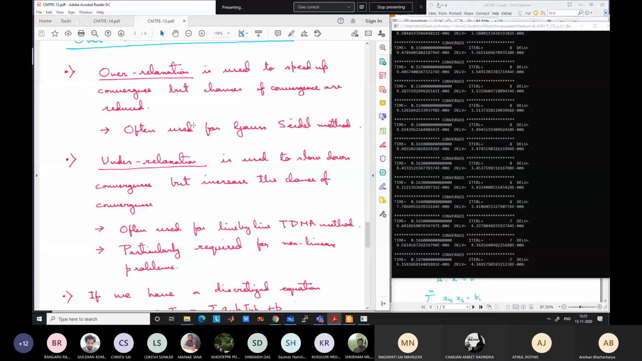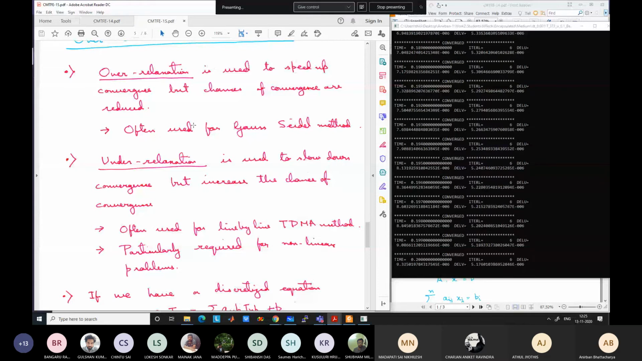Okay. On the other hand, in many cases, you want to slow down the convergence. You might think, why should I slow down the convergence? It will take more time for solving. What is the point in slowing down the convergence? But the idea is that if you slow down the convergence, the chances of convergence are significantly increased.